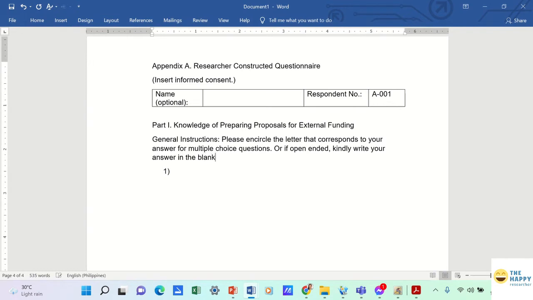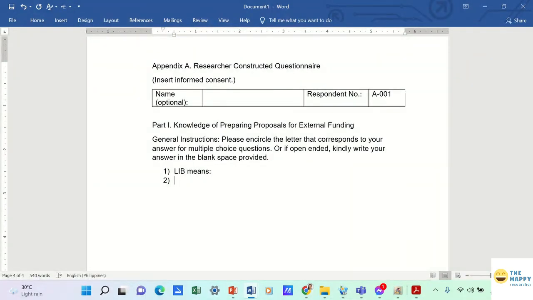This is an example of a questionnaire, and of course, in the first part, you have to insert the informed consent or your letter to your respondents. This is usually how you make a questionnaire, as you can also observe.